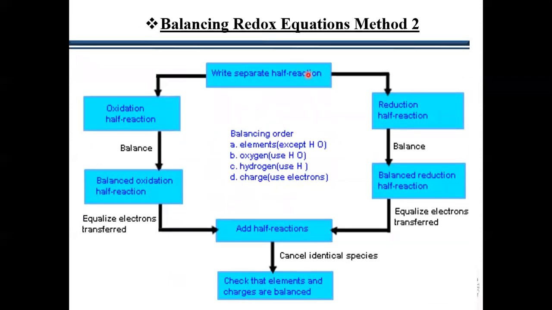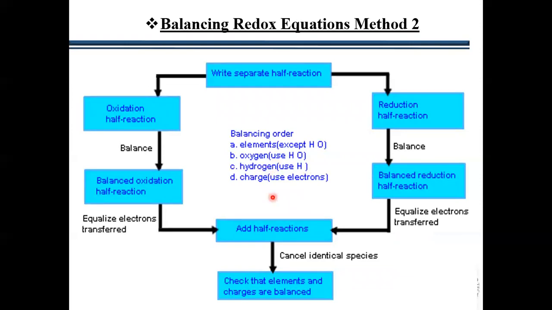So this is the flow sheet. This will become very easy because the first thing is to write the skeleton, and then the second step is to write the chemical equation in 2 parts: the reduction half reaction and the oxidation half reaction. Then we have to balance it, and the balancing order is like this: first we balance the elements except hydrogen and oxygen. Then we balance the oxygen. We will use protons and water molecules also. Then we balance the hydrogen.